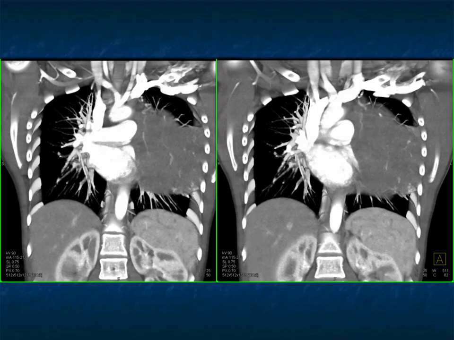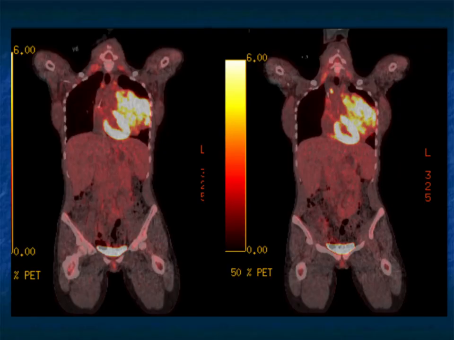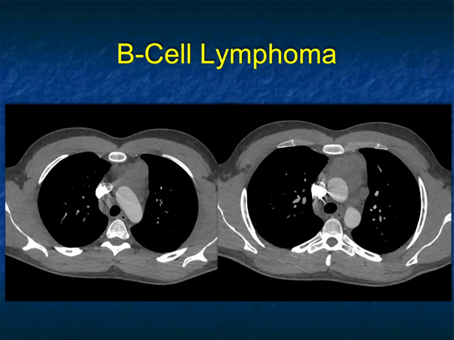And again, with the MIP imaging showing you some of the abnormal vascularity within the lesion proper. And of course, when you get a PET scan, very, very avid. You can see the extent, the infiltration of the pericardium on the left side, infiltration of the pleura, and the very large aggressive mass. And in this patient, there's no disease, at least on these images, in the patient's abdomen.